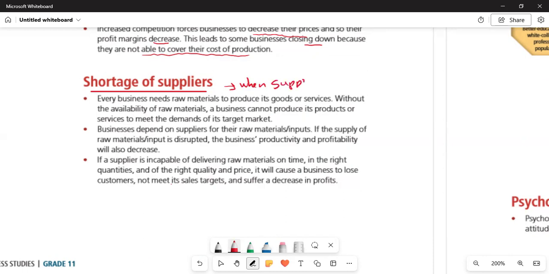suppliers cannot provide enough raw materials or goods. For example, the clothing store can't restock due to fabric shortages. So that is that. It says every business needs raw materials to produce its goods or services.